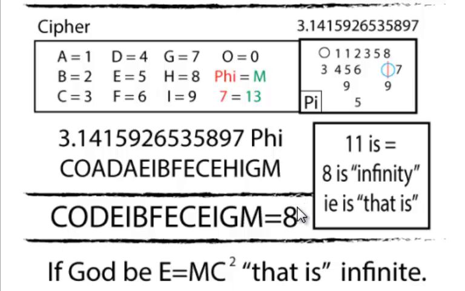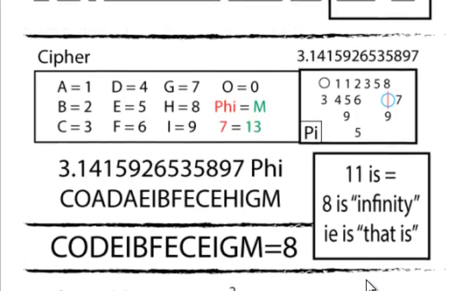But if we let 1, 1, which is actually AA, be equal sign, 8 is infinity, and IE is that is. You can look it up in the dictionary, and that's what it is. IE says that is. So this actually reads out, if God be E equals MC squared, IE 8. Okay? That is infinite.